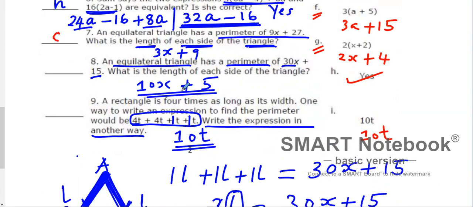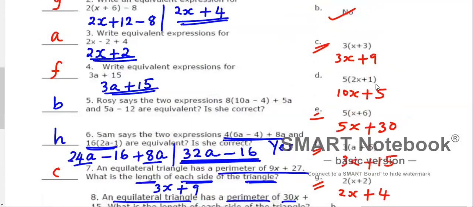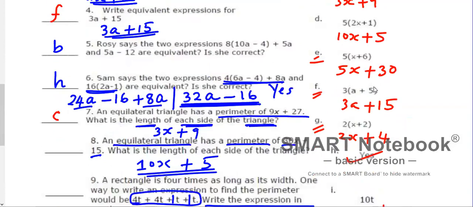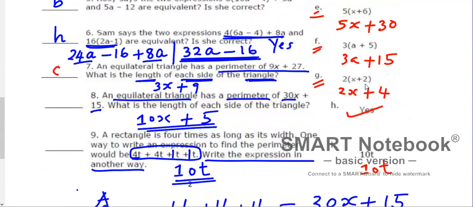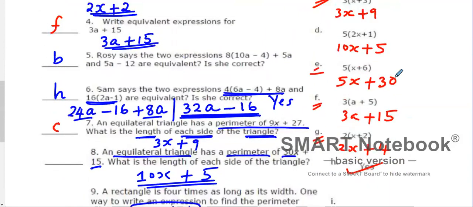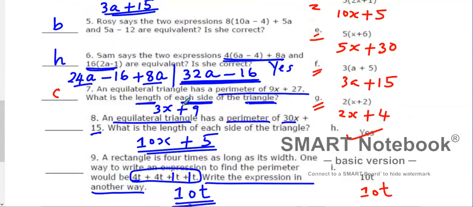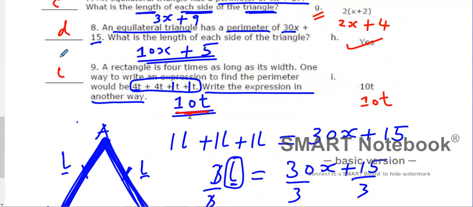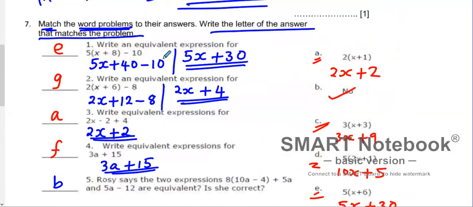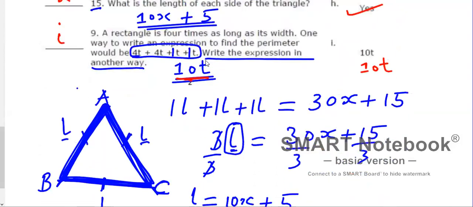Question number 8, the answer was 10x plus 5. Checking if we have 10x plus 5. Yes, we do. It is D. 10x plus 5 is D. And then last we have number 9, which was 10t. And I guess we have 10t. Yes, 10t was I. So you write I. So now you can pause the video and try to match this question number 7. But otherwise, the answers are as you can see here on the screen.